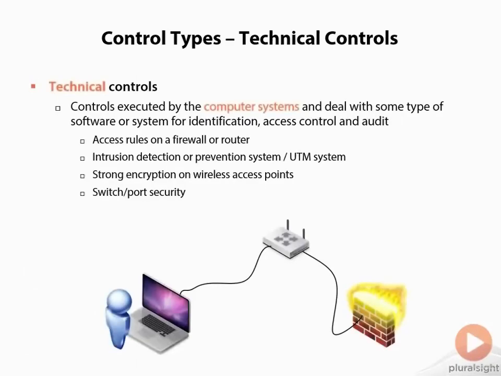Okay, the next type of control is a technical control, and technical controls deal with computer systems. They're automated, and they deal with some type of software or system for identification, access control, or audit. That could be, as an example, an access rule that we place on our firewall or our router. It could be our intrusion detection or prevention systems, our unified threat management systems, things we've talked about previously. It could be strong encryption on our wireless access points, or switch or port security, or a myriad of other things. Basically, anything that we put in place to automate the process of securing either our perimeter or our edge devices, things that are public facing, or it could be internal controls.